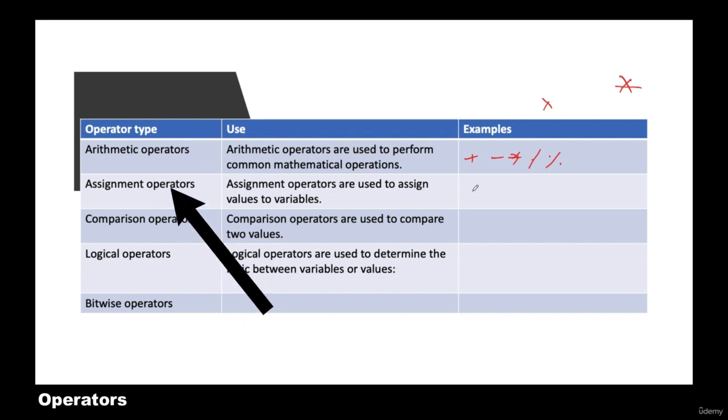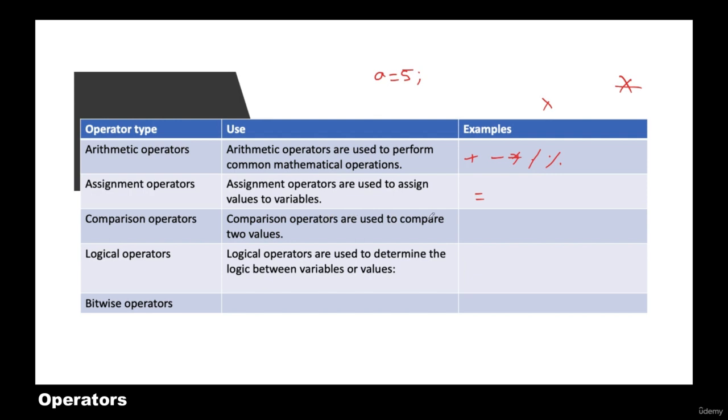Now we have the assignment operator, which is equal to. If we want to assign a value to a variable, say there is a variable called a, and I want to put the value of a equal to 5, then we use equal to. That is an assignment operator.